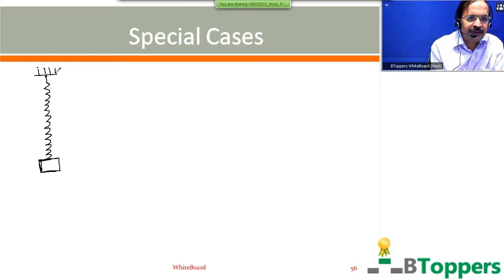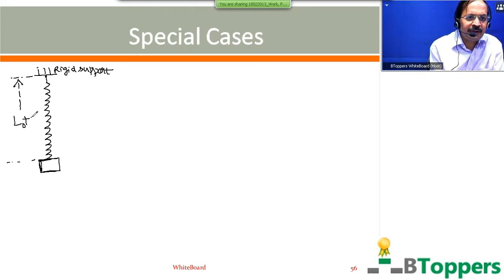The upper end of the spring is connected to a rigid support, and the block of mass m is attached to the lower end of the spring. The suspended mass is originally at rest in its equilibrium position. The length of the spring when it is unstretched is denoted L naught.